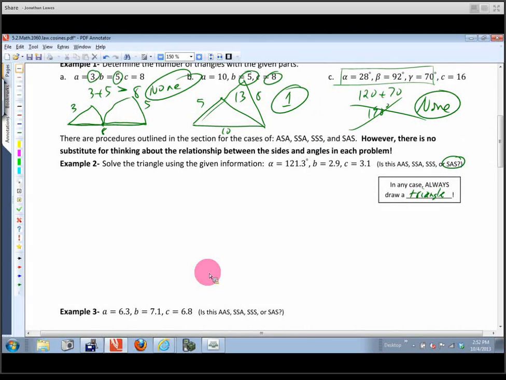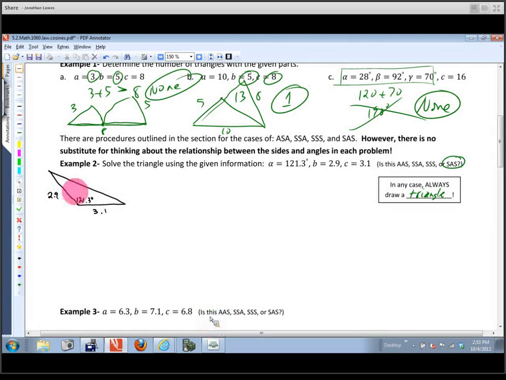So let's draw what this would look like. And again, it's good to draw these roughly to scale. So I'm going to draw a side that's 3.1 here, so that'll be side c. I'm going to draw an angle that's about 121, so about something like this. And this other side is 2.9, so it's about the same length, so 2.9. And this angle right here is 121.3. And it says solve this triangle.